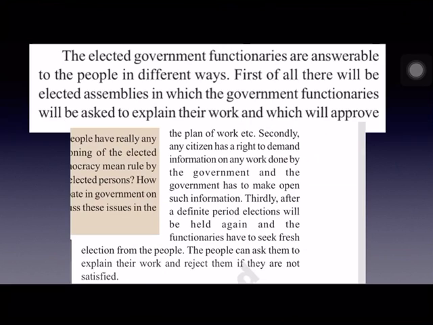Again, they have a weapon in their hands, that is the right to vote. Right to vote is always a weapon in the hands of the people. By using this weapon, they can reject the government in the next elections. If they are not satisfied with the plan of work of one party, that party can be rejected and the people can go for other alternatives which can implement more effective programs for the welfare of the people. That is to say, democracy means responsible government.